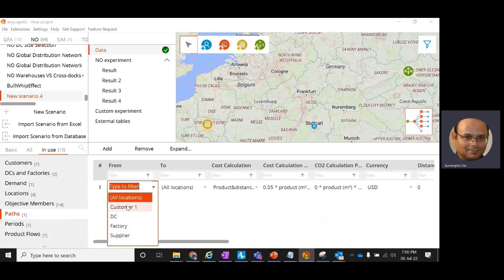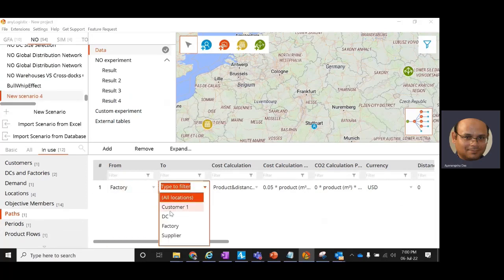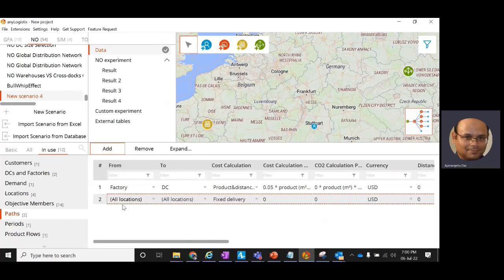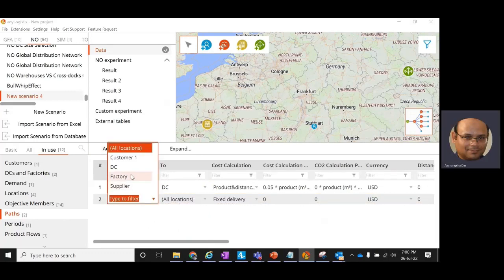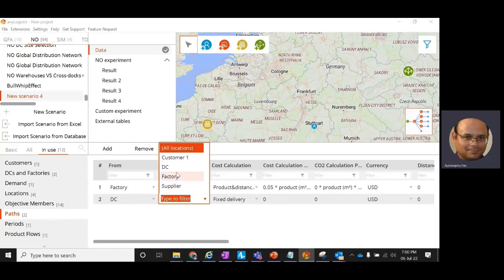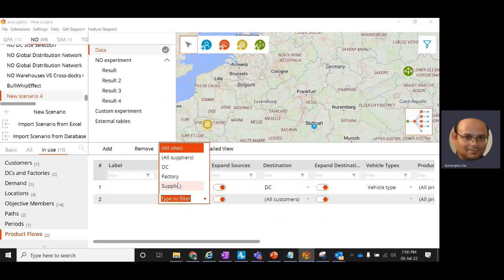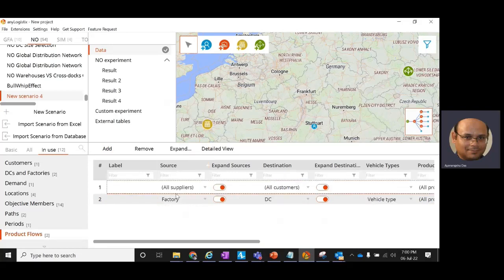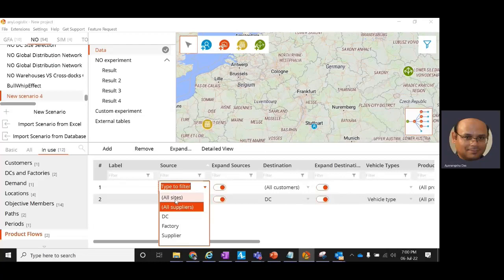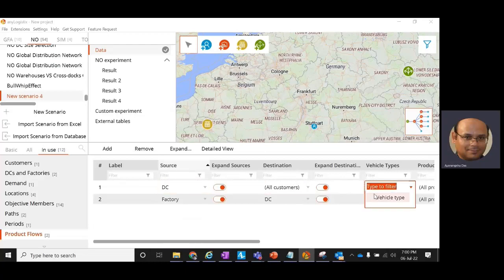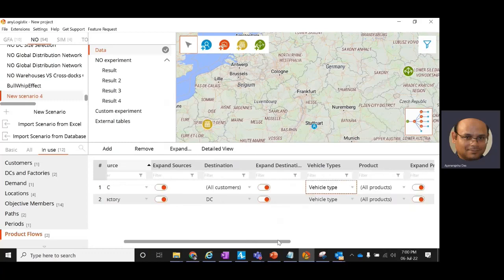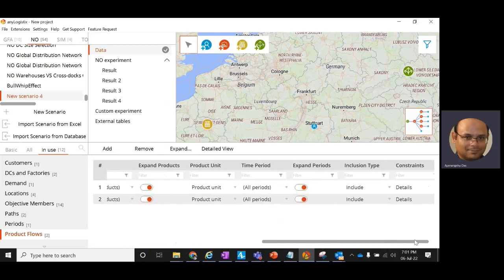So that from the factory to the DCs, and then we will add another row which will specify that from DC to the customer. And then we will also define the product flow as from factory to the DCs, and then another row to say that it will flow from DC to the customers. And we will specify the vehicle type, and we will check the rest of the things.